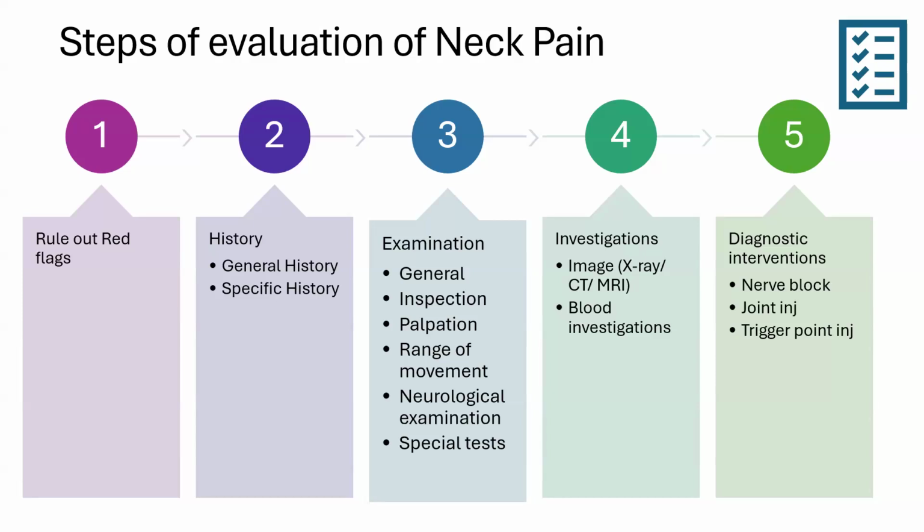And then we'll go for the examination. An examination has the following components. First of all, general examination. Then we go for the inspection of the specific site, then palpation, range of movement analysis, the neurological examination, then special tests. Next we go for the investigations. Common investigations are the imaging studies and blood investigations. So we have to go step by step. And at the end, we'll go for the diagnostic interventions.